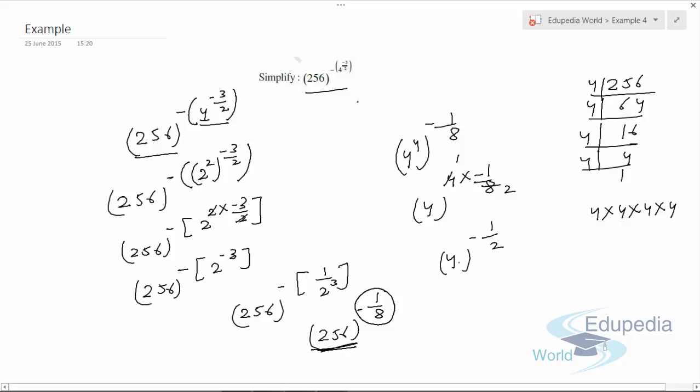Now 4 can further be factorized. So 4 can be written as 2 into 2. So it will become 2 square raised to power minus 1 by 2. So this and this again will cancel out. So the answer will come out 2 raised to power minus 1. So it can be written as 1 by 2. So this is the final answer. So let's discuss the next question, which is also a very good question.